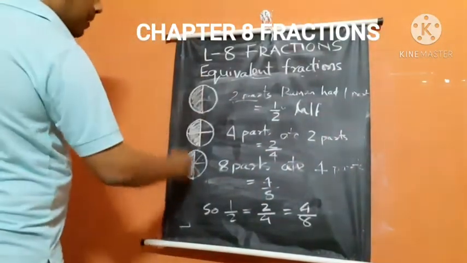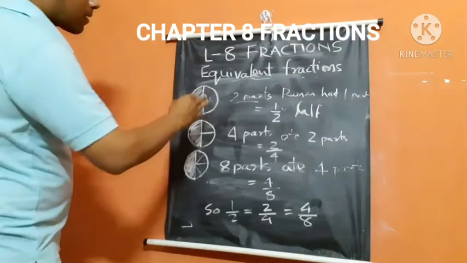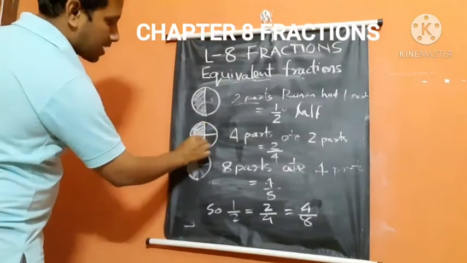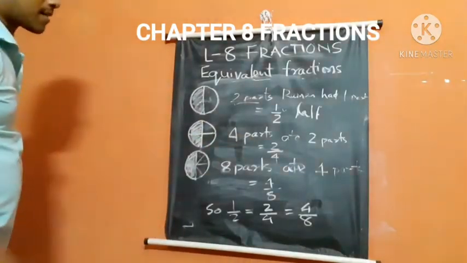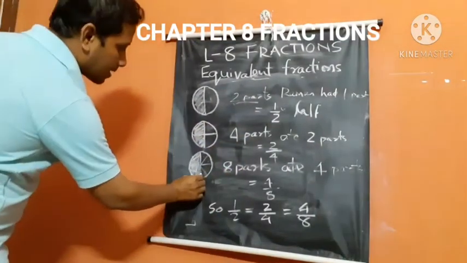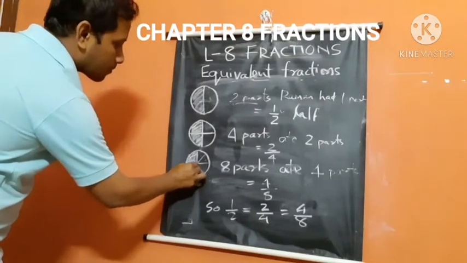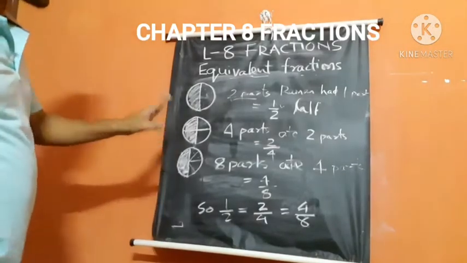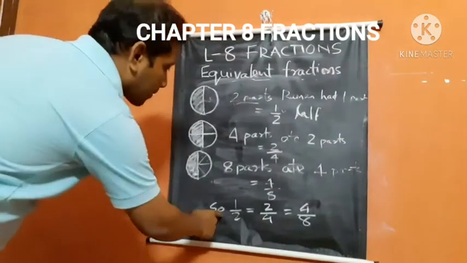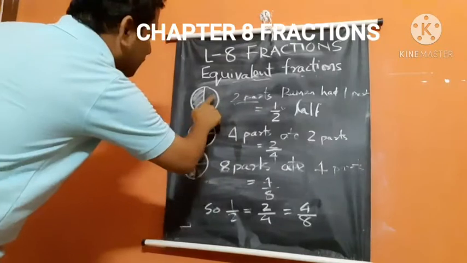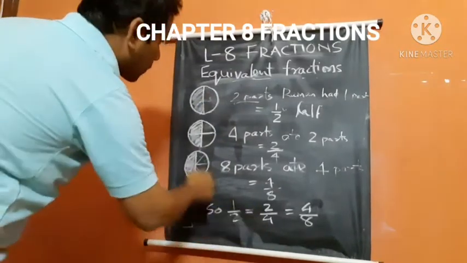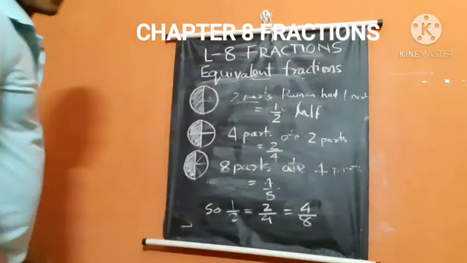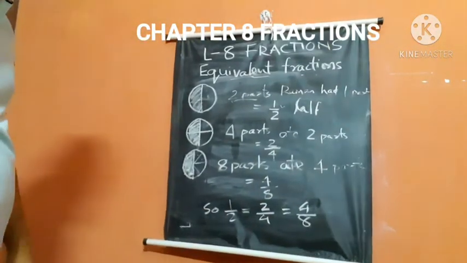So from this shaded part you can find out what it is. All are the same. All have taken half of their pizza. They have divided into different parts, but they have taken the same part, half. All of them have taken half. You can understand this. So 1 by 2 is equal to 2 by 4, which is equal to 4 by 8. You got it?